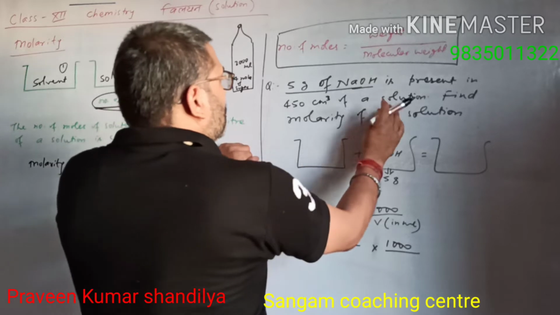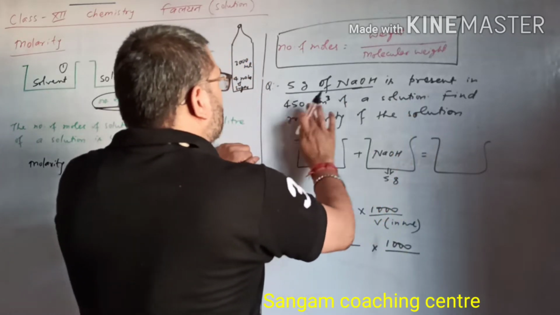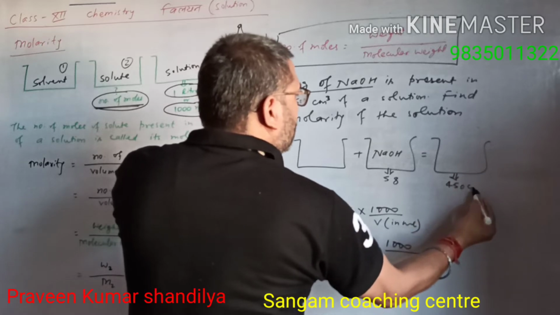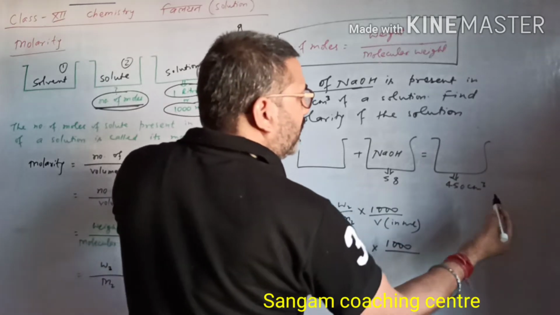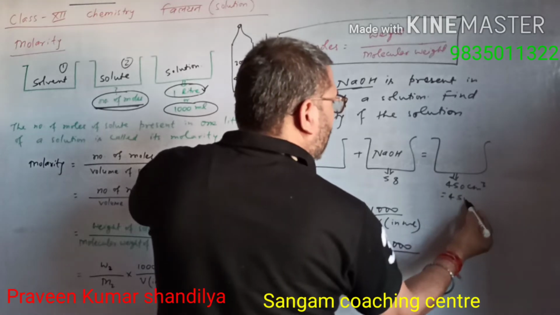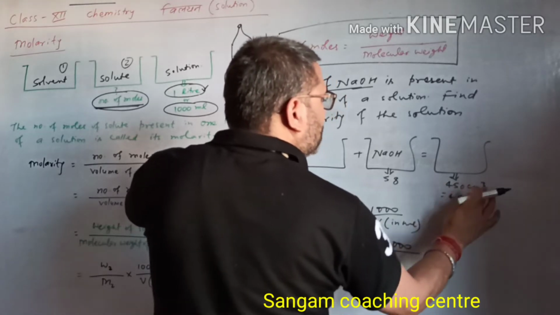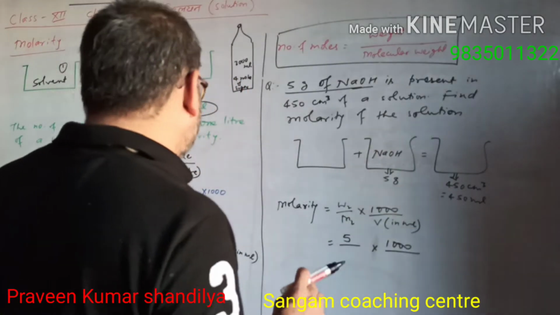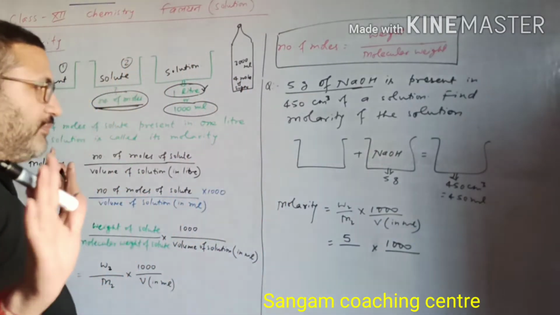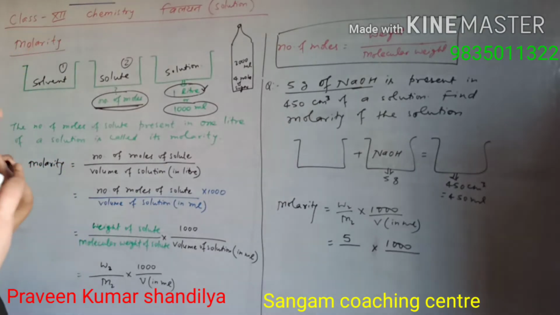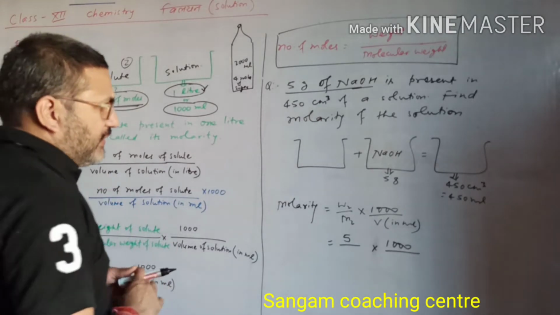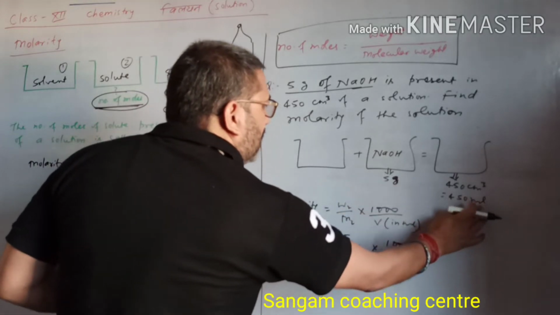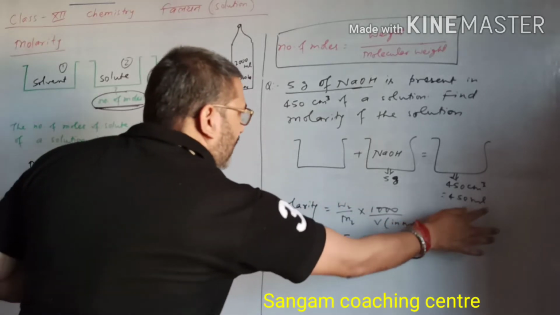And where is the solution? Solution is here. How much solution? 450 centimeter cube. Centimeter cube or ml is the same thing. 450 ml or 450 centimeter cube, both are the same thing. Now we have to search which formula can be applied, in which formula there is both gram and ml.